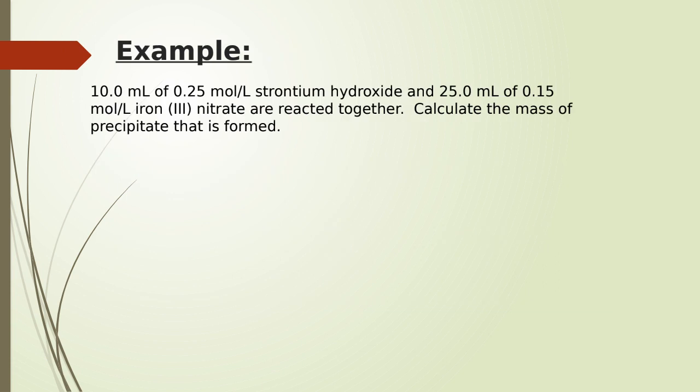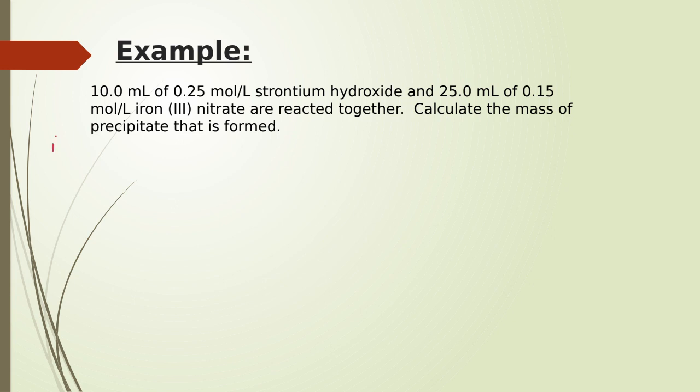Here is a typical stoichiometry problem that I will just give you an overview or a review of how to solve. You now have the tools and the knowledge in order to solve this question, but we'll run through the initial steps together. So it says 10 mL of 0.25 molar strontium hydroxide and 25 mL of 0.15 molar iron(III) nitrate are reacted together. Calculate the mass of precipitate that is formed.